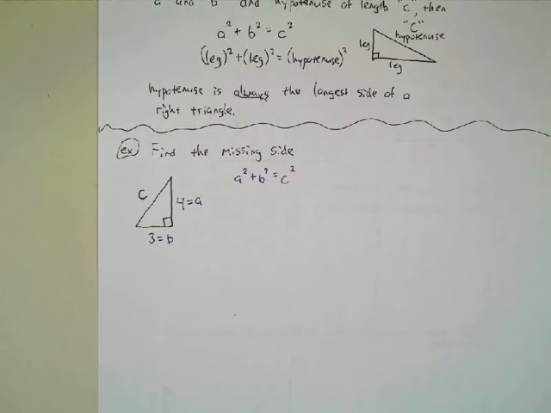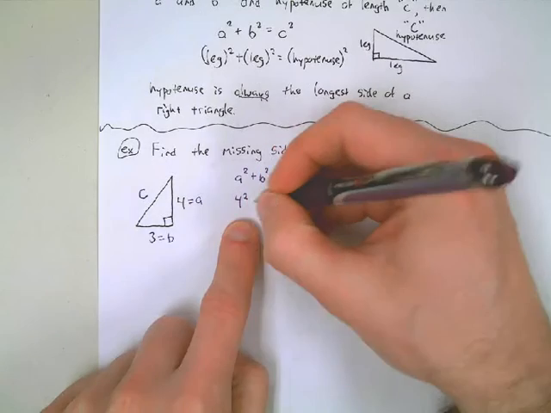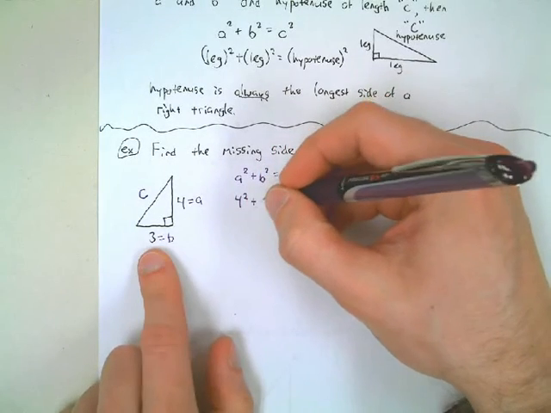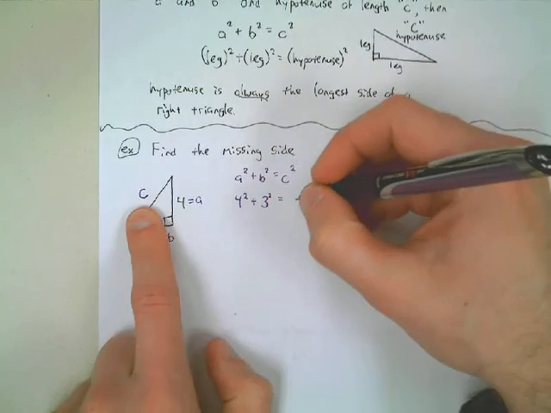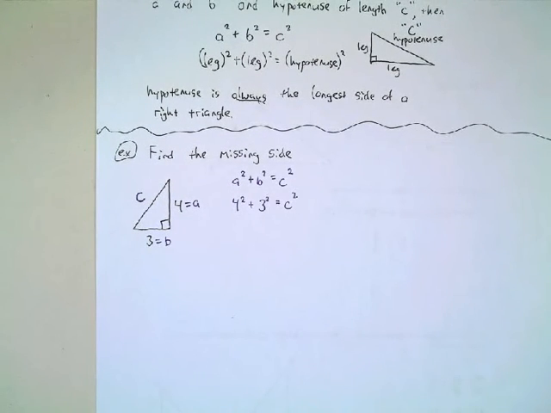A squared plus B squared equals C squared. So we plug in. 4 goes in for the A, so it's going to be 4 squared, plus 3 goes in for B, 3 squared, equals C. We don't know the C, so let's leave it C squared. Okay? So now, Dorian, what can we do to simplify this?